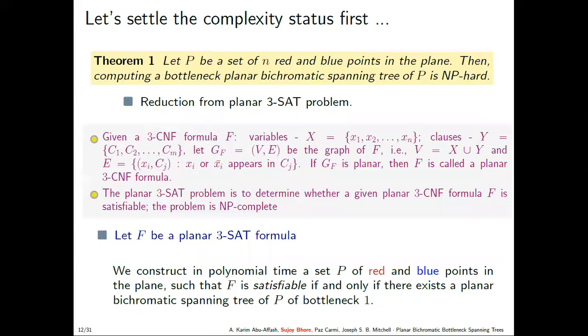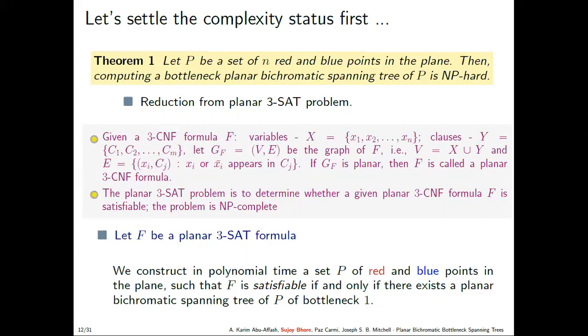For the sake of completeness, let's say we are given a 3CNF formula where X is the set of variables and Y is the set of clauses, and G_F is the graph where the vertex set is the union of the variables and the clauses. And there is an edge between a variable and a clause if it appears as a positive or negative literal in the clause. If this graph is planar, then we call this formula a planar 3CNF formula. And in the planar 3-SAT problem, the objective is to determine whether a given planar 3CNF formula F is satisfiable or not. We know that this problem is NP-complete.